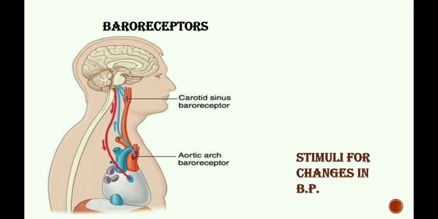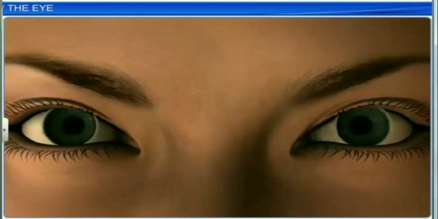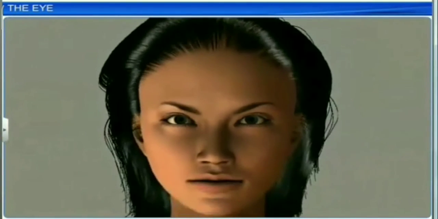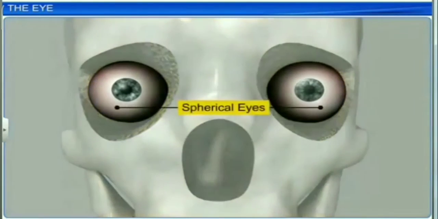So actually it is sensitive for the changes in blood pressure. Now coming towards the sensory organs or receptors which we have to study in detail. They are eye and ear. Eyes are the pair of sensory organs of vision. These are located in the orbit of skull with a cushion of fat around them.